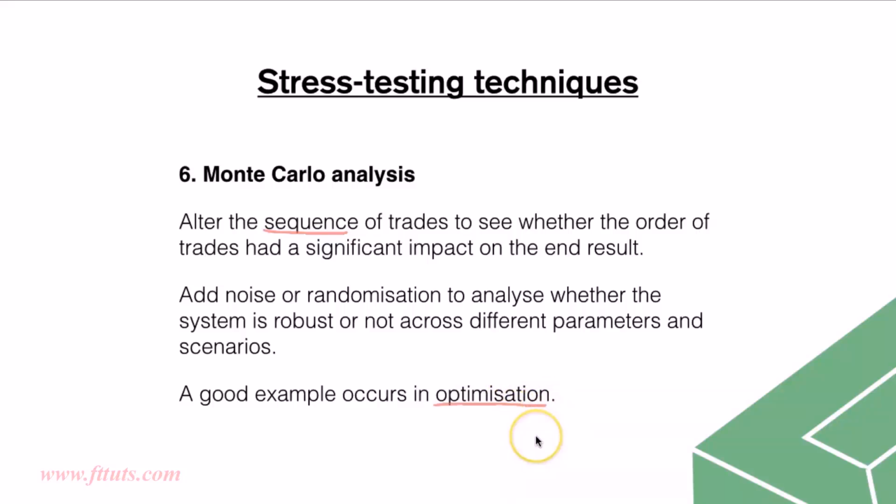A good example of this occurs in optimization. If you optimize a moving average and you find that the 20-period moving average works extremely well, for example, but the 18, 19, 21 and 22, the neighboring values, don't work as well, or even if they work poorly, then there's a very good chance that the 20-period result that you found first was just a fluke result.